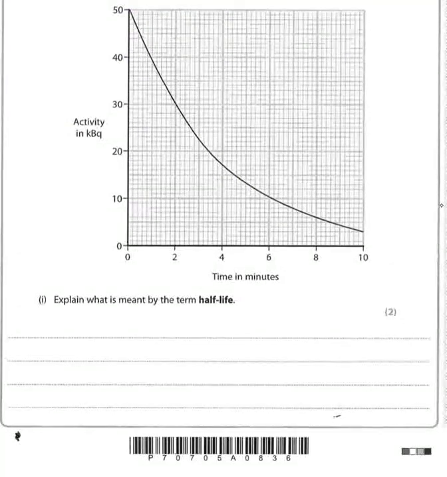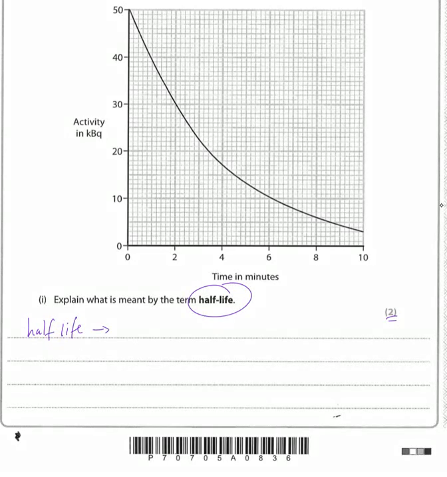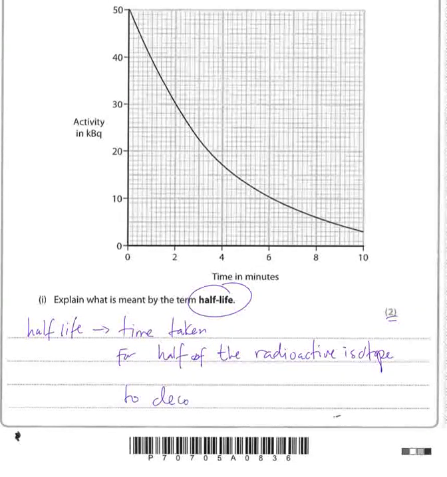Now this one here is 2 marks. What is meant by half-life? Okay, so half-life, it is the time taken for half of the radioactive isotope to decay. This will give you 1 mark. How long will it take for half of that isotope to decay? That's how much it is.